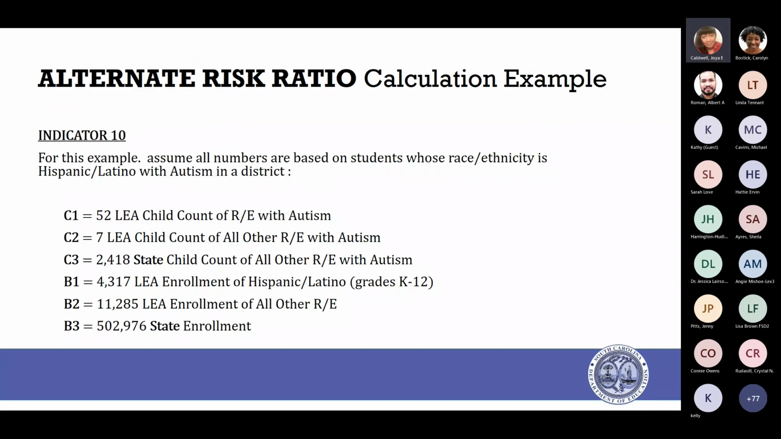So here's an example. Visiting our second example, this LEA contains a child count of 52 Hispanic or Latin students, ages 5 through 21 with autism, out of 4,317 enrolled. Only a child count of 7 are all other races or ethnicities with autism out of 11,285 enrolled. Next slide.